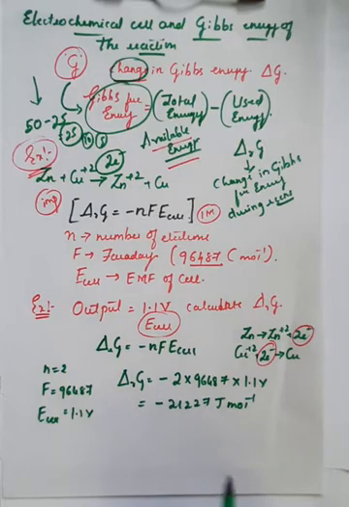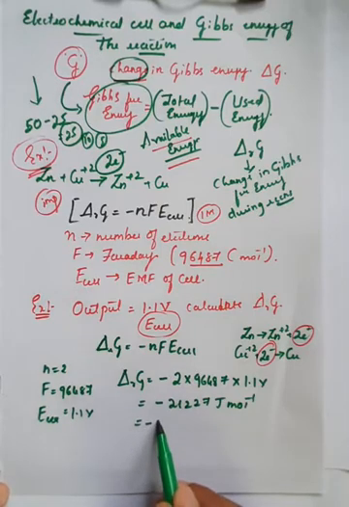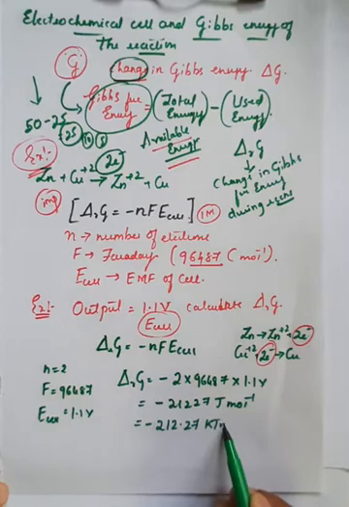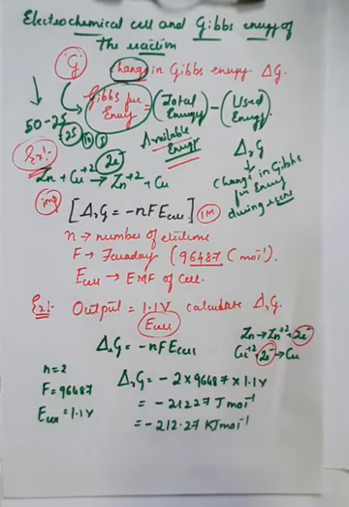The overall value we will get is minus 21,227 joules per mole, or you can write it in the form of kilojoules also. When you convert this into kilojoules, it will become minus 212.27 kilojoules per mole. You can write in the form of kilojoules also, minus 212.27 kilojoules per mole.